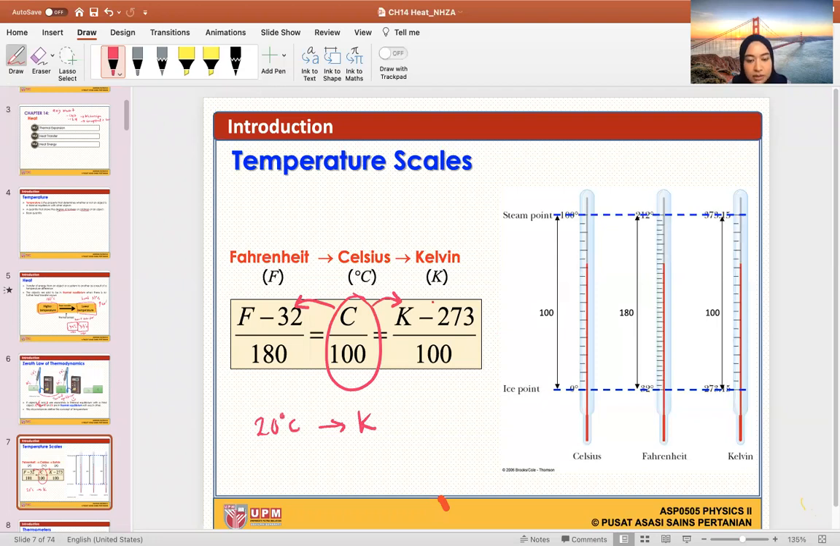So I use this equation, 20 over 100 equals Kelvin minus 273 over 100. The 100 with 100 cancels out. So here K is equal to 20 plus 273. That is your temperature in Kelvin. Pretty easy, you just have to know the equation.